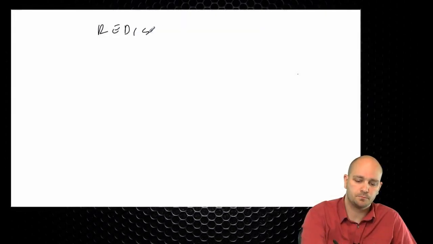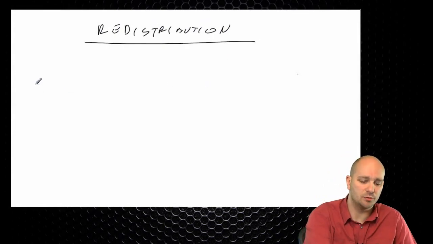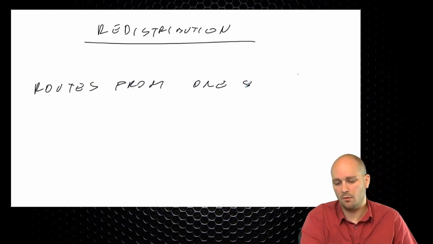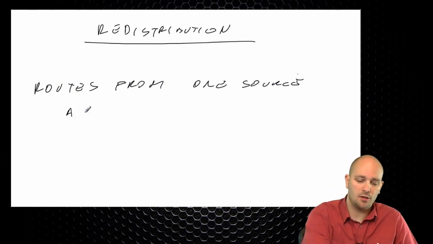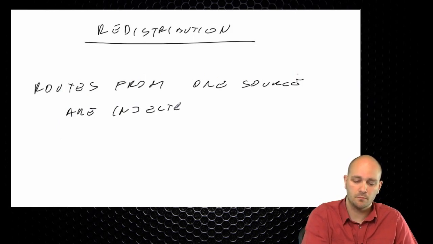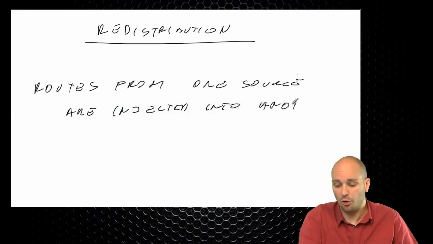Redistribution. Redistribution is the process of taking routes from one source and injecting them into another source. So routes from one source are injected into another, well, I should say protocol.